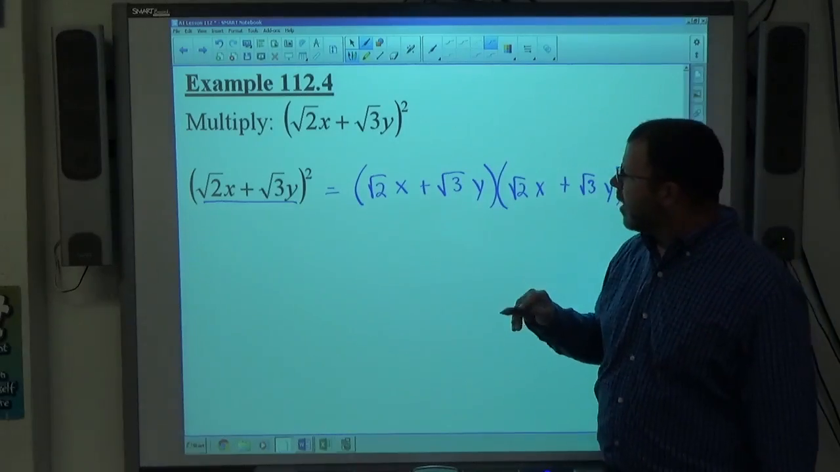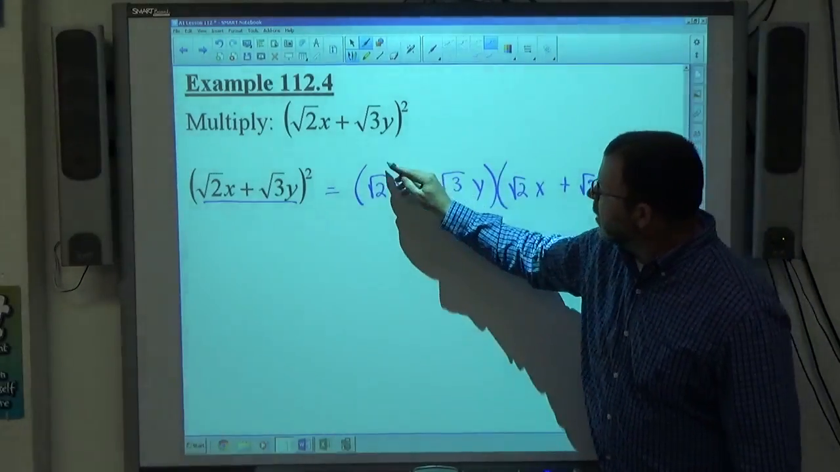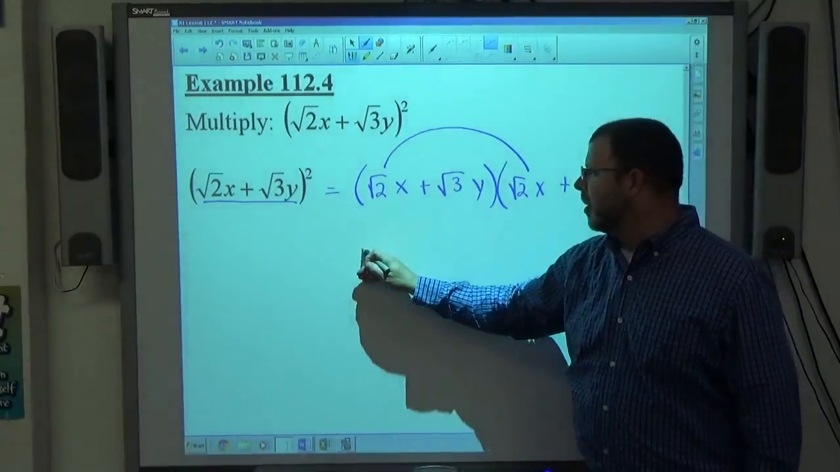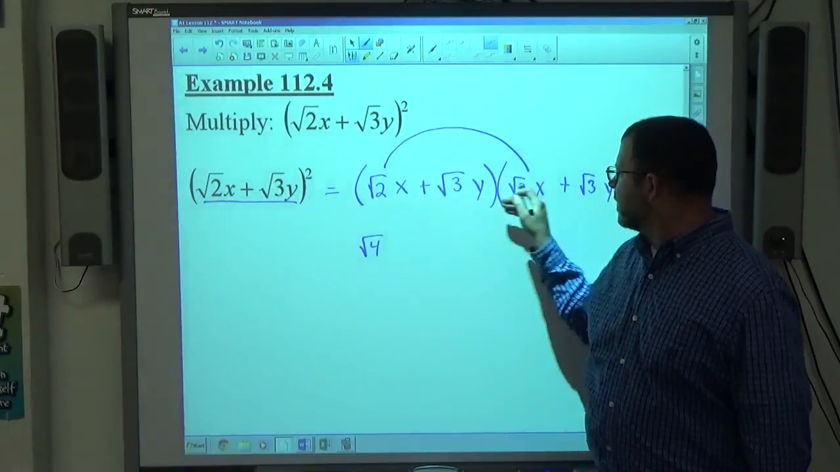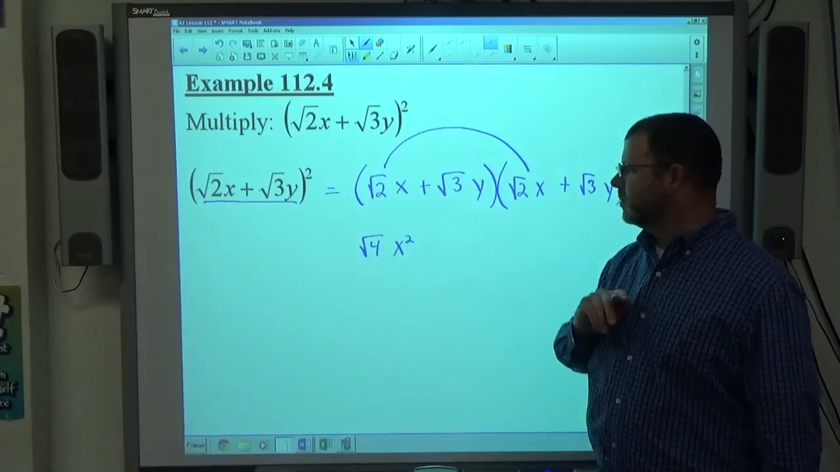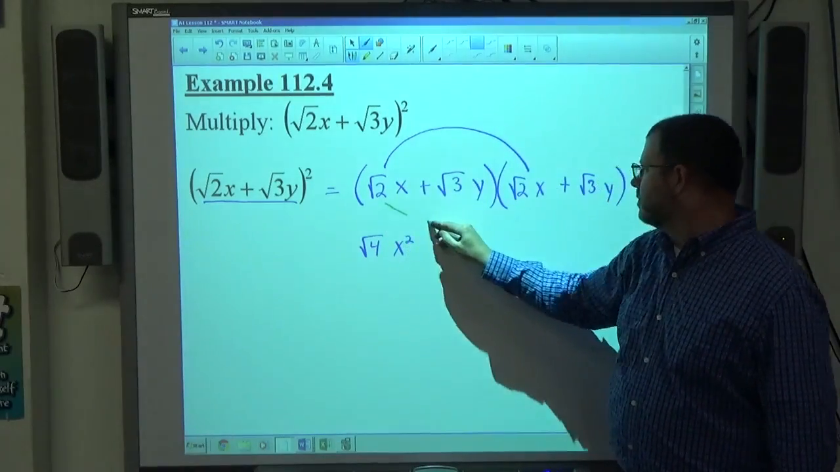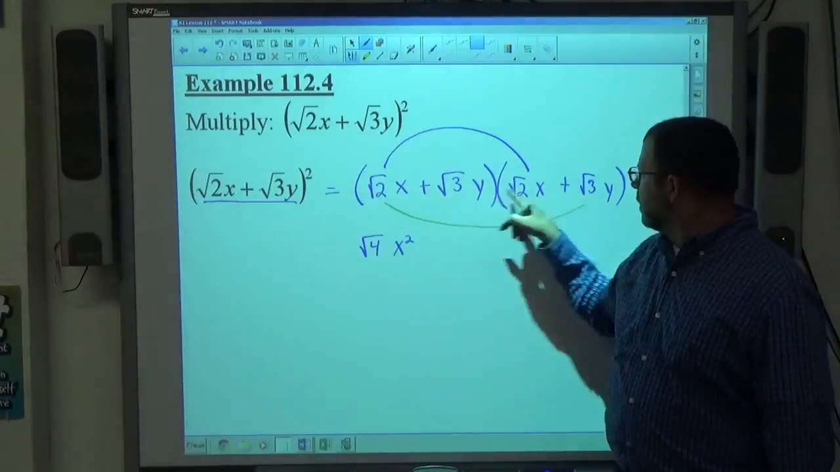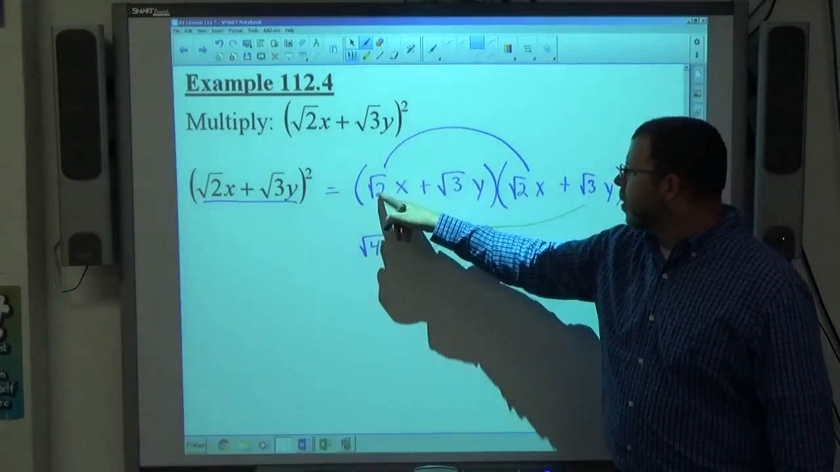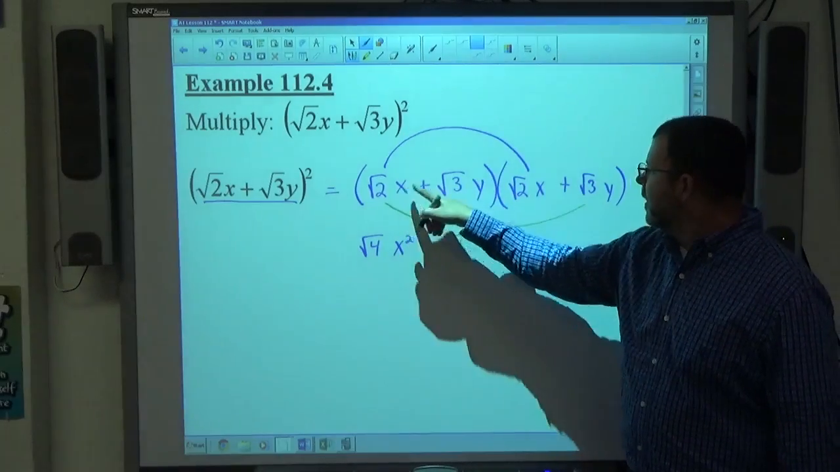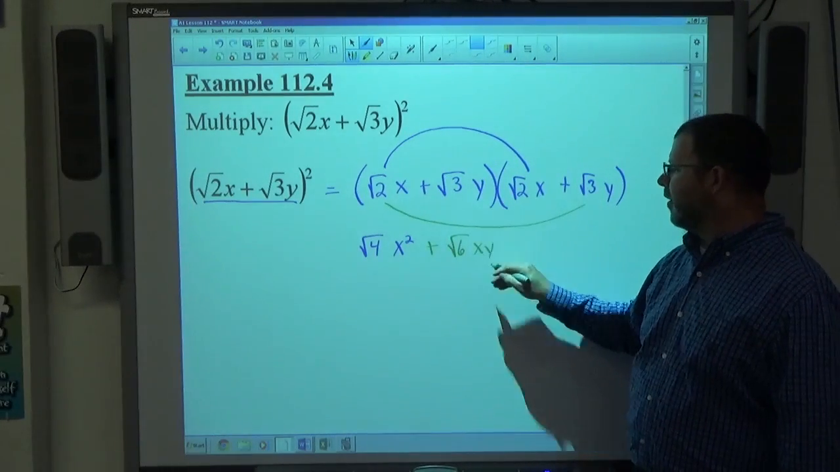As far as the x and y are concerned, what's going to happen to make it different, when I do FOIL here, the square root of 2 times the square root of 2 still makes the square root of 4. X times x makes x squared. When I do the outside product, positive times positive makes a positive. The square root of 2 times the square root of 3 makes the square root of 6 underneath the radical times xy not underneath the radical.